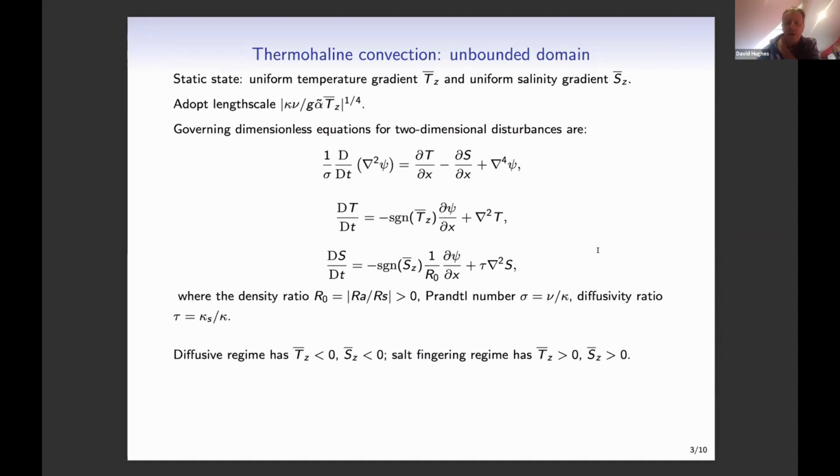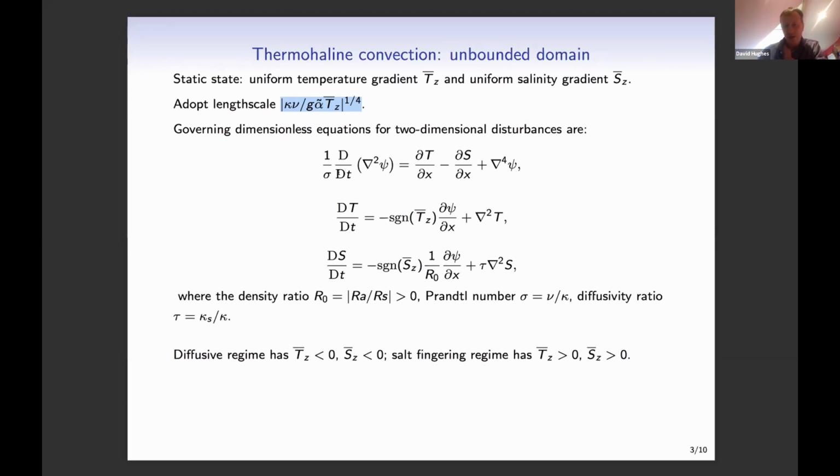So here's a quick run through of the equations of thermohaline convection. I'll get to magnetic fields shortly. Often these are done in an unbounded domain. In an unbounded domain, you have to adopt an intrinsic length scale, which is typically what makes the Rayleigh number equal 1. That's not so crucial. Ostensibly you've got rid of a Rayleigh number, and you just have the ratio of Rayleigh numbers in this problem.